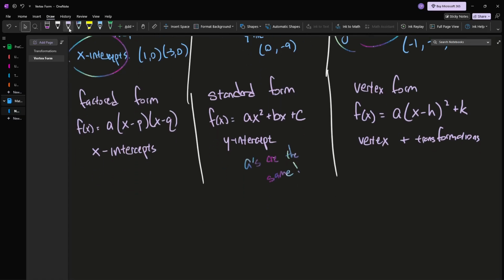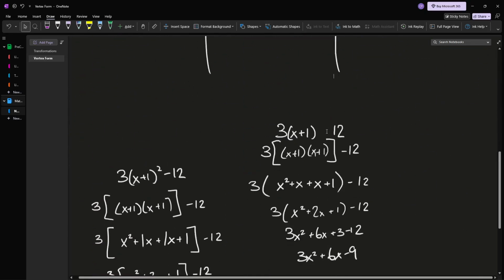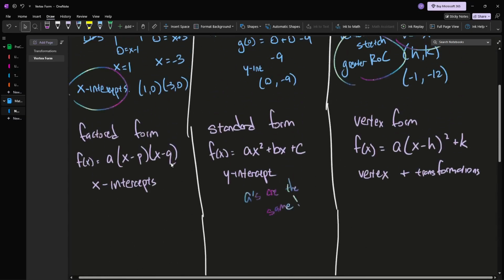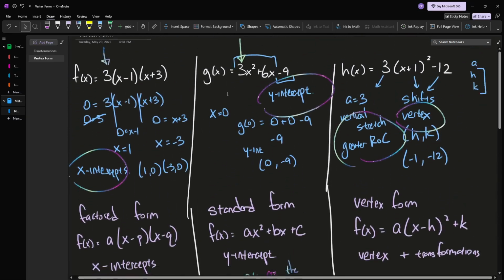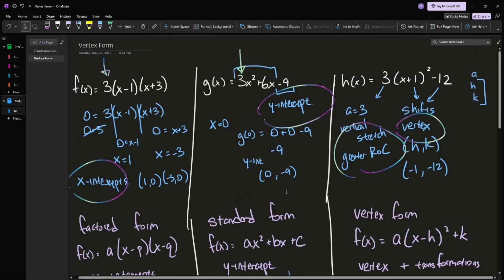So let's now tack on one more thing and do one example problem to see this application. We get from vertex form to standard form by FOILing out, which we did right here. We go from standard form to factored form by factoring. We go from factored form to standard form by distributing out. We don't need to go from factored to vertex because we have standard form as a bridge. So that's why I wrote it in the middle. Standard form is the bridge that connects all three forms.